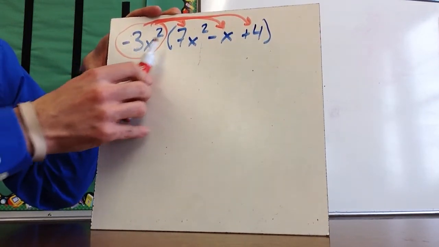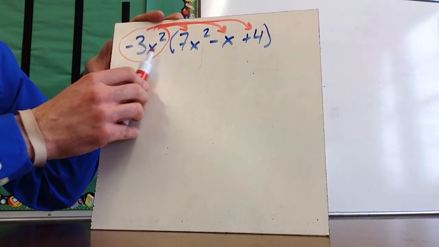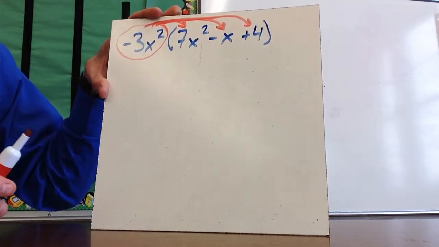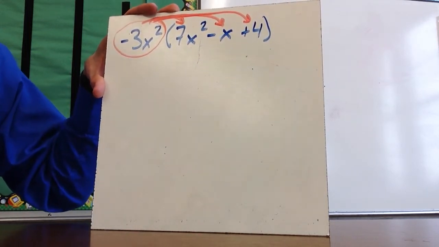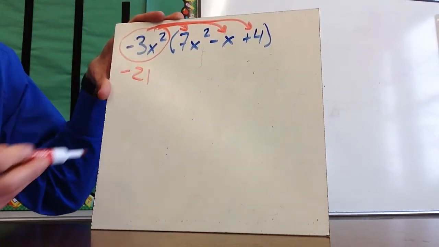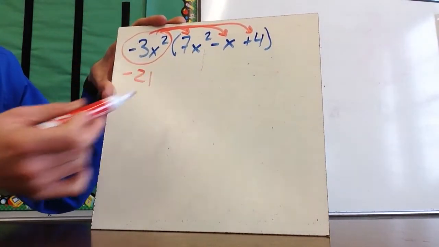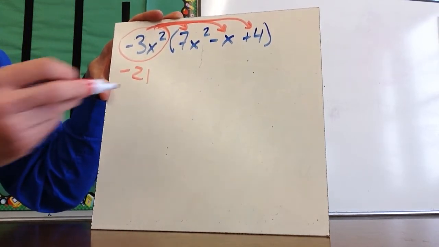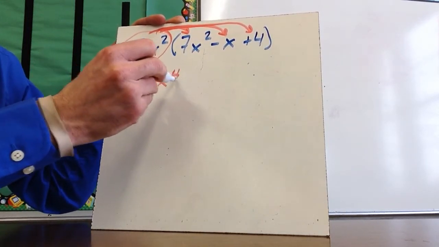And so remember that if I were to multiply negative 3x squared times 7x squared, and we've done this when we were multiplying monomials, you multiply the numbers, which would give you negative 21, and then when I multiply x squared times x squared, remember I'm going to add the exponents. So this becomes x to the fourth.